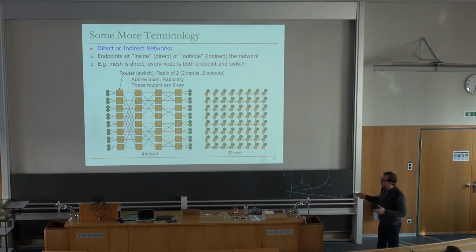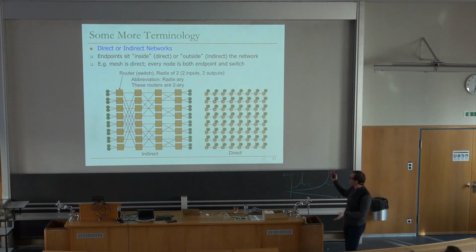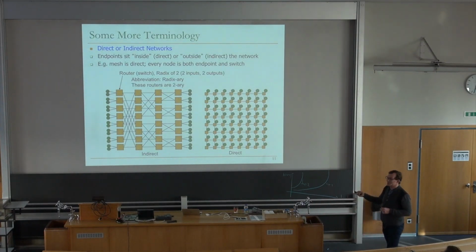And you can see that not all routers are equal in a mesh. The router over here has only 2 neighbors and one endpoint connected to it. Okay? So now you know the difference between direct and indirect networks. And we'll see the trade-offs between the topologies soon.